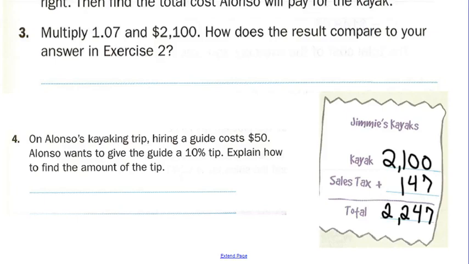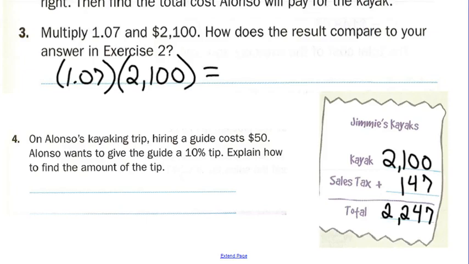All right. So number 3 says multiply 1.07 and $2,100. How does the result compare to your answer in exercise 2? Well, let's find out. I'm going to multiply 1.07 by $2,100. Let's see, what does that give me? Hey, wait a second, $2,247. Well, look at that. How does that compare? Well, it's exactly the same as what I got on that receipt down there when I calculated it in exercise 2.